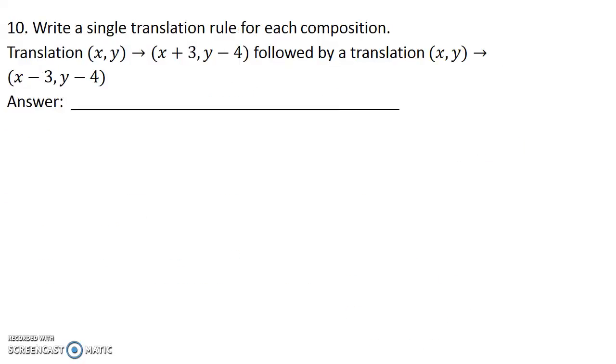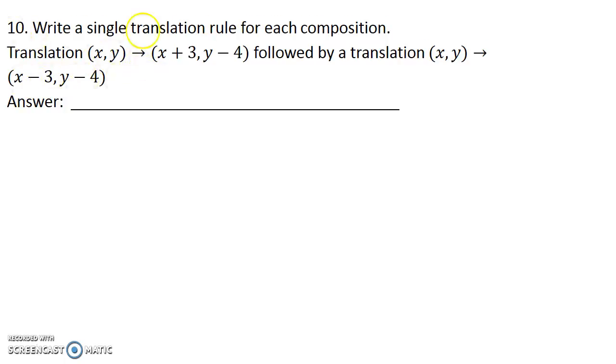Now this is kind of what we were doing when we were graphing it. I want a rule that takes these two translations and just says do it all in one step. So in words, this first translation is saying go to the right 3. The second translation is saying go to the left 3. So in the end, don't go left or right. Stay put.